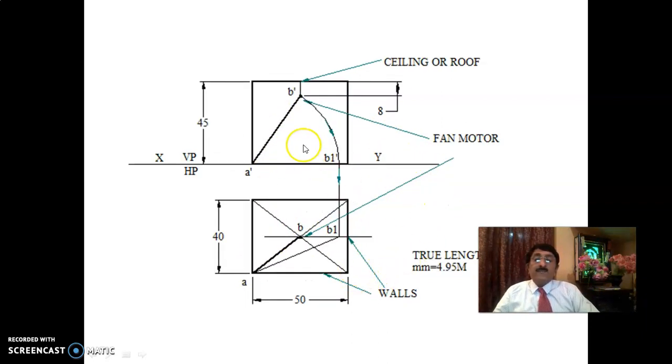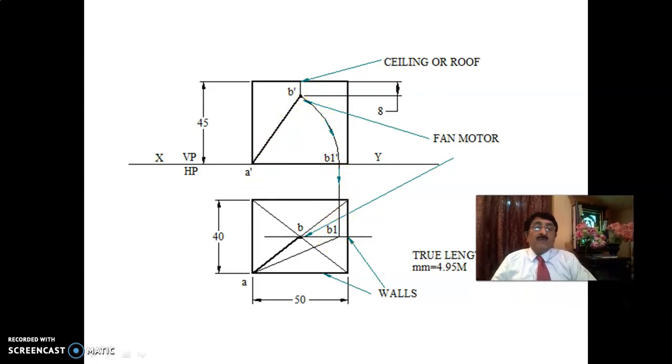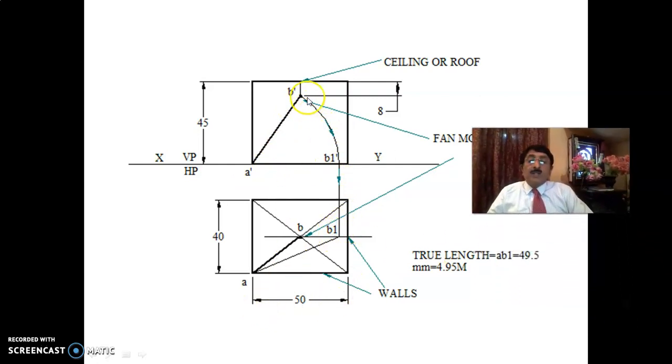Now you see here, I have rotated A dash B dash parallel to the XY line. If you make the front view parallel to the XY line and hit against the locus here, this B itself is the locus here. You see how I rotated.